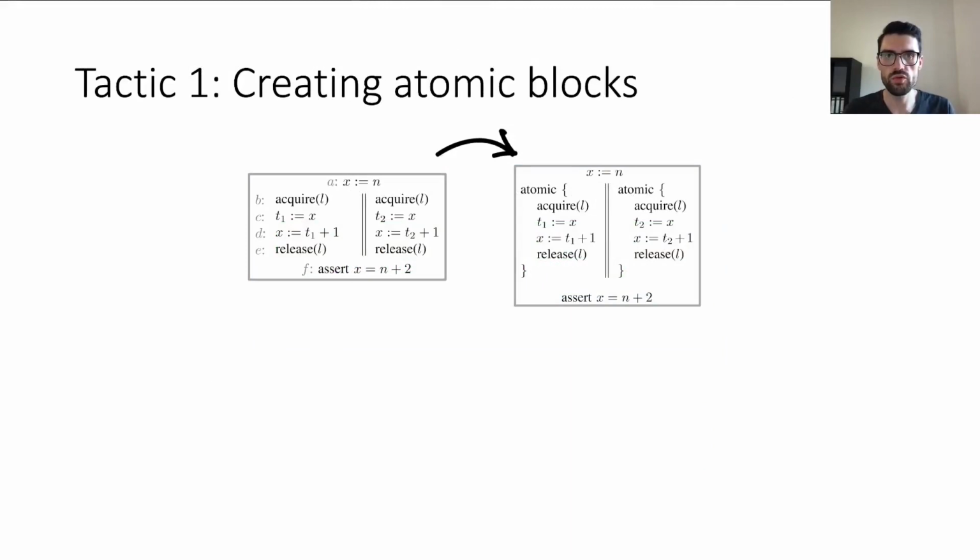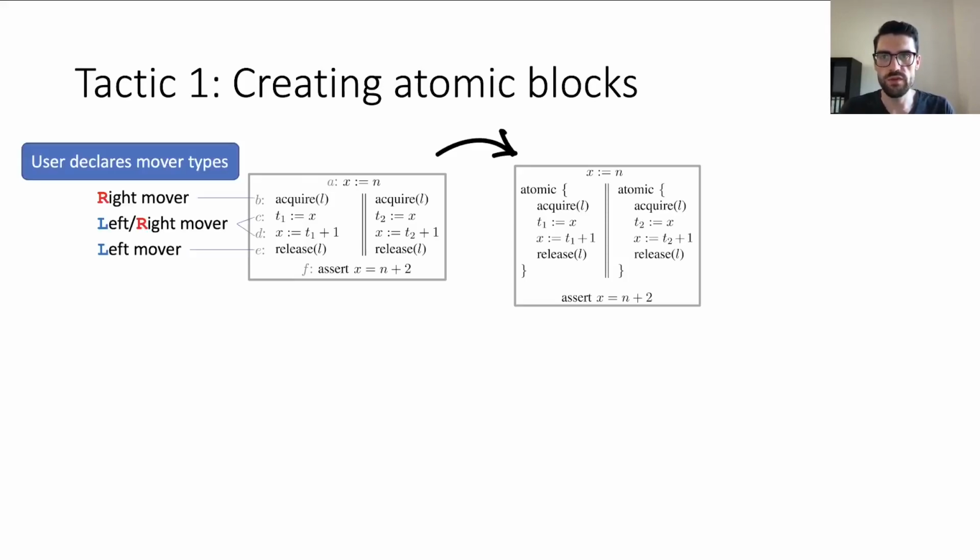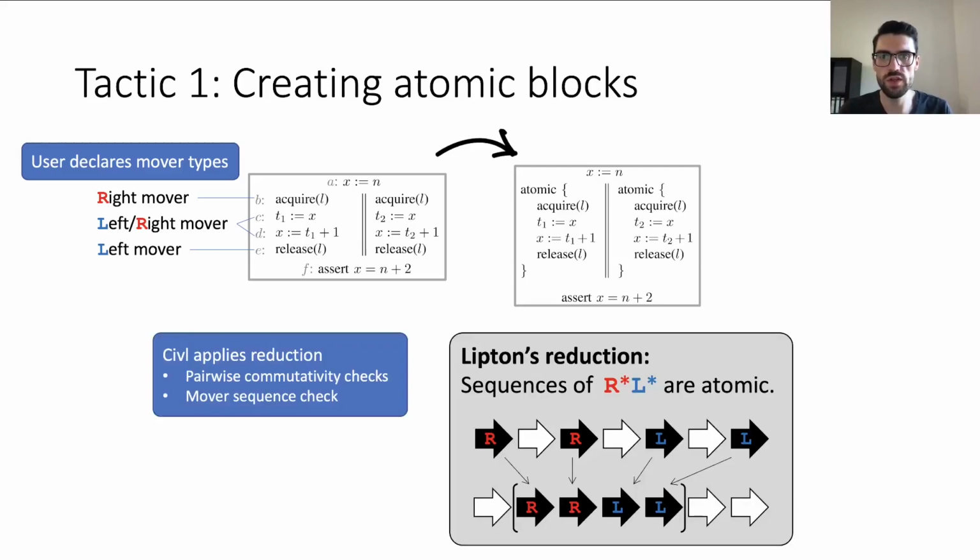The first tactic I'm going to show is the creation of atomic blocks, like we did for the lock-protected critical section in our introductory example. Civl justifies this creation using a theory of commutative atomic actions. So the programmer would specify so-called mover types, like here the acquire is a right mover, release is a left mover, and reading and writing under lock protection is both a left and right mover. Now Civl checks that these mover types are valid by doing pairwise commutativity checks, and then applies a reduction theorem like Lipton's reduction to justify that executing the operations atomically actually does not lose any concurrent behaviors.